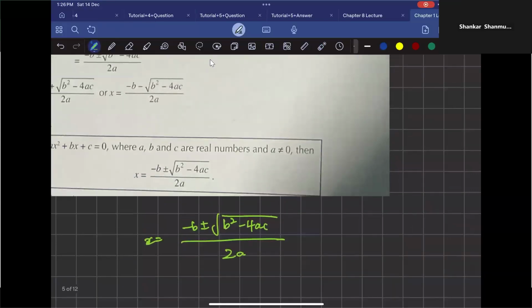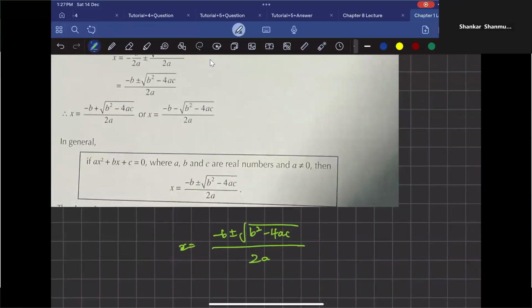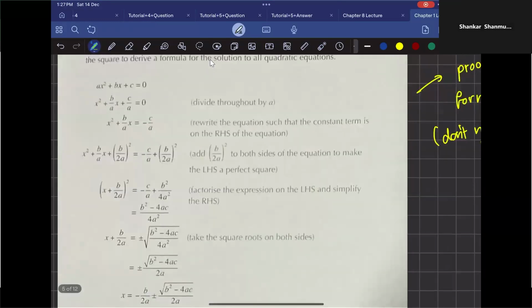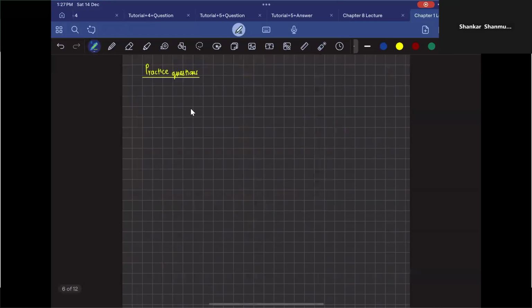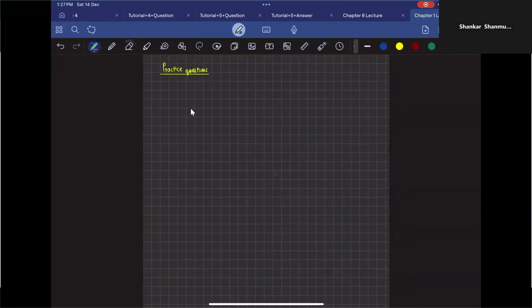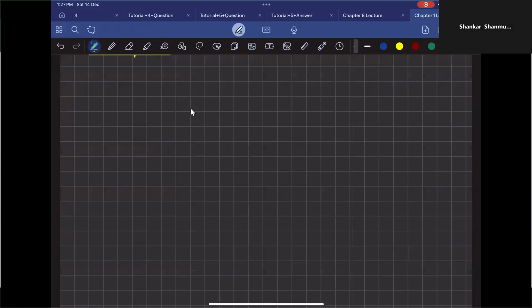You don't need to know the derivation for this, but if you're interested, you can check it out. I have put the derivation here as well, so you can take a look at it in your free time. Okay, so you may be wondering how this works. So let's go through some examples and then you'll understand.